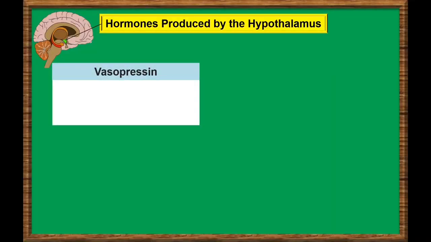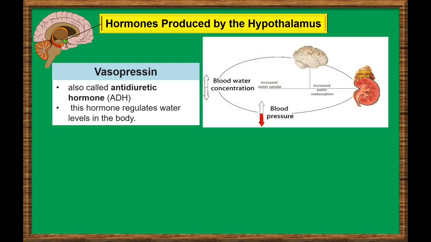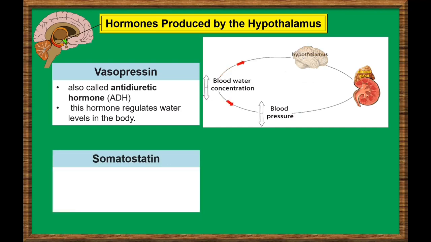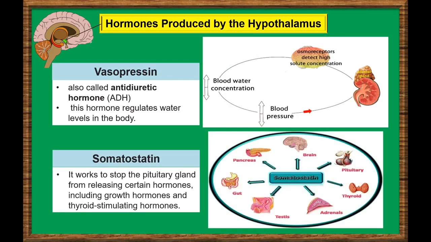Vasopressin, also called antidiuretic hormone or ADH. This hormone regulates water levels in the body. When vasopressin is released, it signals the kidneys to absorb water. Somatostatin. Somatostatin works to stop the pituitary gland from releasing certain hormones, including growth hormones and thyroid-stimulating hormones. This hormone is an inhibiting hormone, which regulates the function of other glands in the endocrine system.